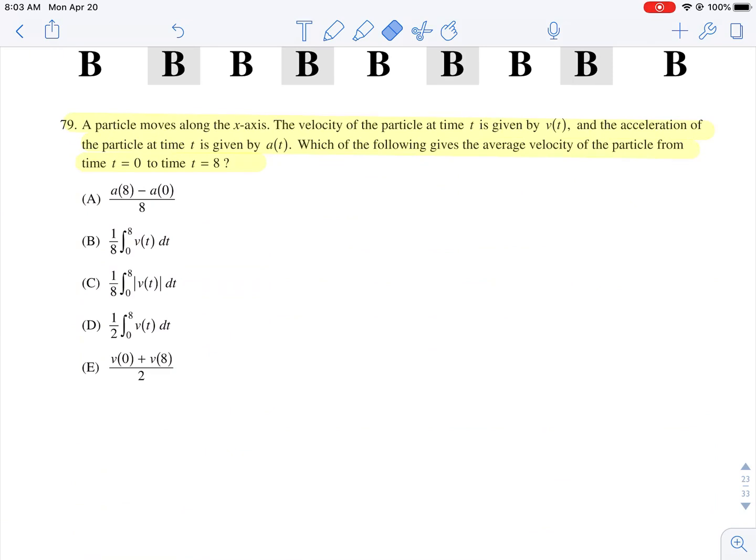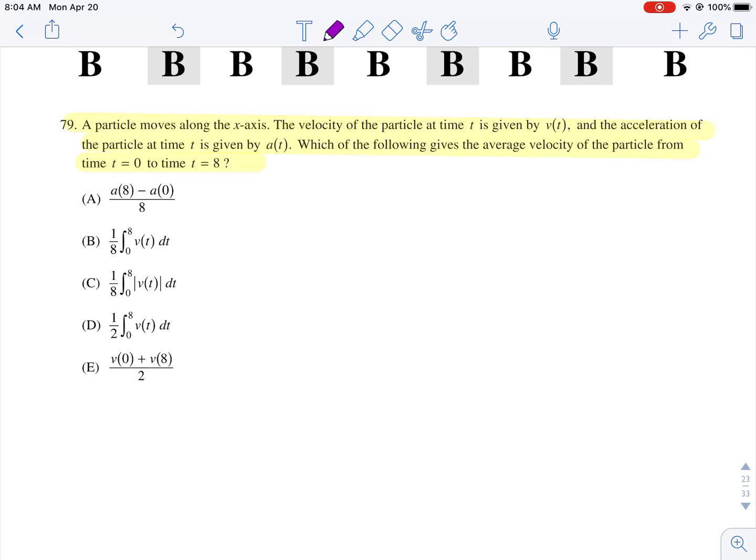79, a particle moves along the x-axis. The velocity and the acceleration are v and a. Which of the following gives the average velocity of a particle? Okay, average velocity. This would actually be average acceleration, because that's the slope of acceleration. That would be jerk. That's the slope between 2 points on the acceleration graph.